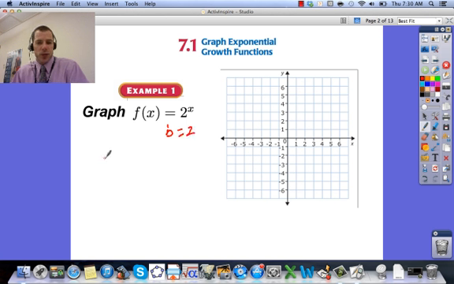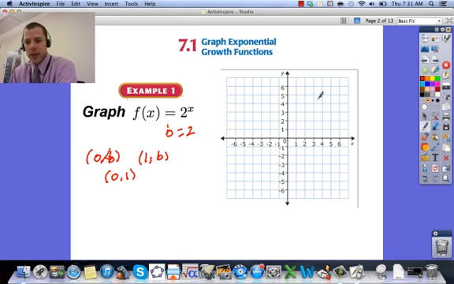From the previous page, we know we can plot 0 comma b. Okay, and we also can plot 1 comma b. Well, not 0 comma b. I made a mistake there. That should be just 0 comma 1 because anything to the 0 power is always 1. So let's just follow this pattern here. We're going to plot 0, 1, and 1 comma b. Our b value is 2, so we're going to plot 1 comma 2.